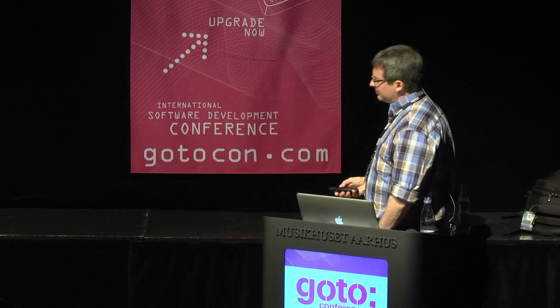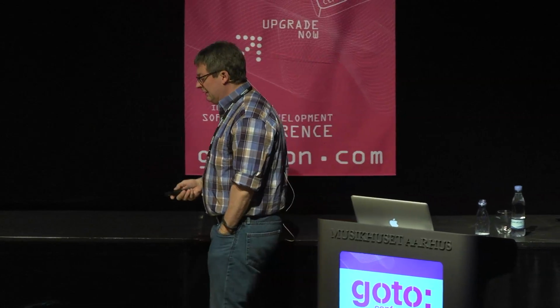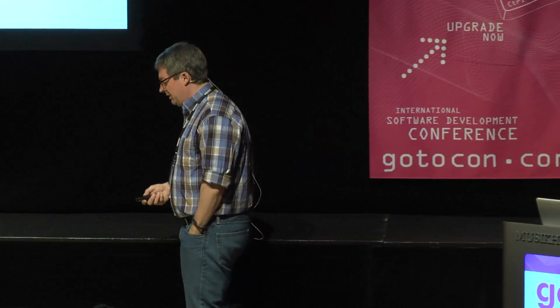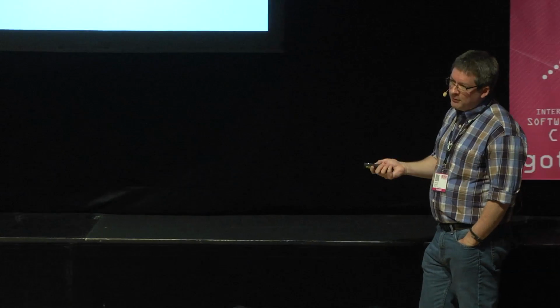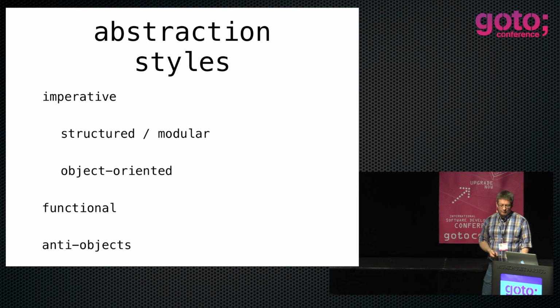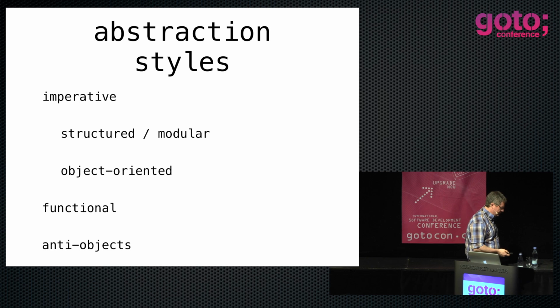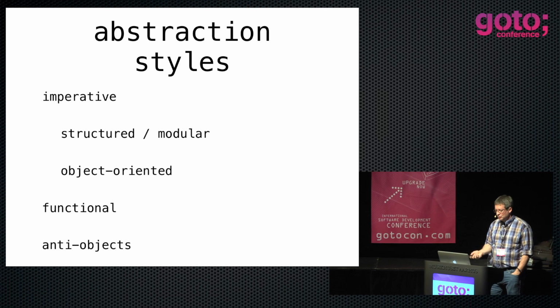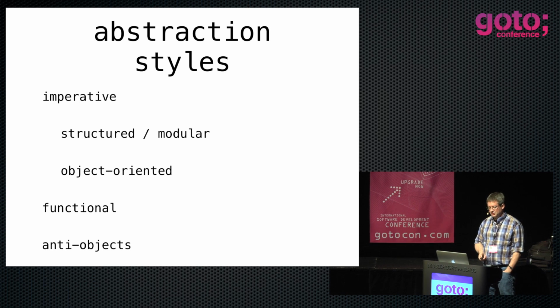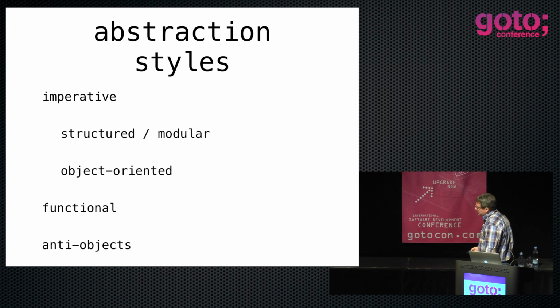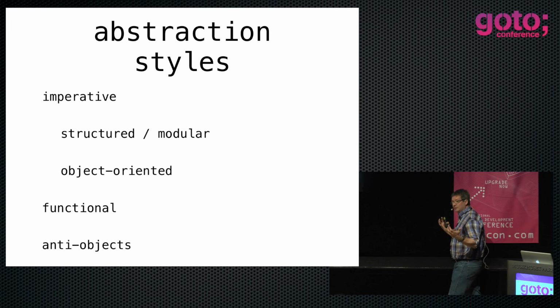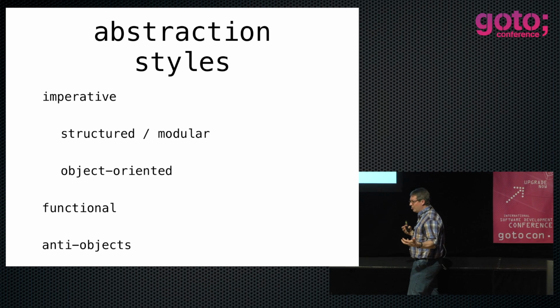I want to talk just a second about abstraction styles because I mentioned the F word, the functional programming word, as I mentioned lambdas. We're all familiar with imperative programming languages. Structured and modular and object-oriented are all imperative abstraction styles. But you hear a lot about functional programming these days. Realize that that's really just a different palette of tools. It's literally a different toolbox.